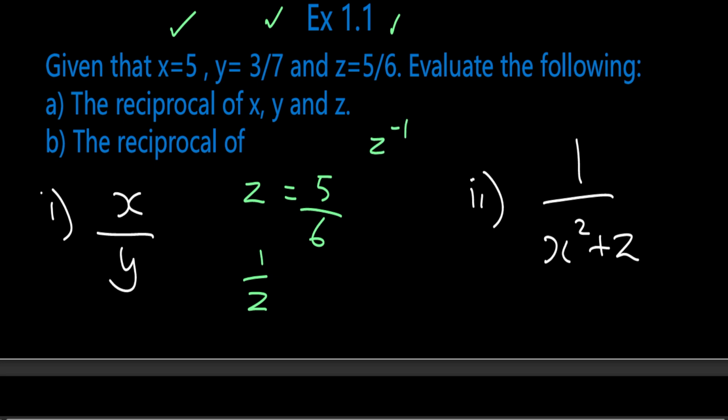It's just the same, so it's going to be 6 over 5. That's for question A. Done. Now let's go to question B, Roman 1.